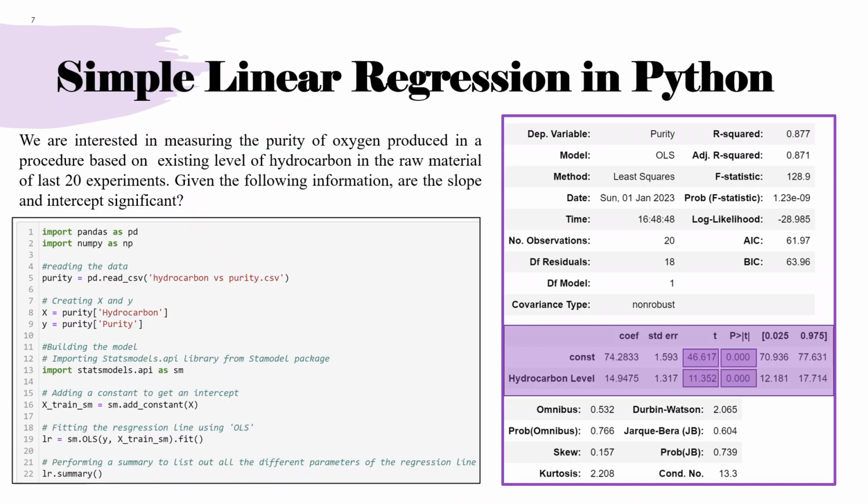Returning to the Python results, we can see that the same section of the output reports the corresponding t-test statistics and their associated p-values. It is important to note that the OLS model, by default, performs hypothesis tests on the significance of both the slope and the intercept. Given the very small p-values reported in the output, we conclude that both the slope and the intercept are statistically significant.